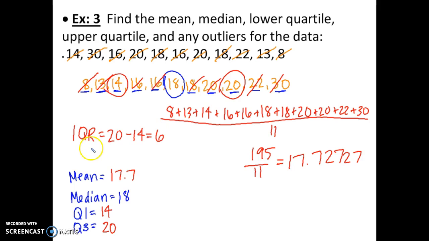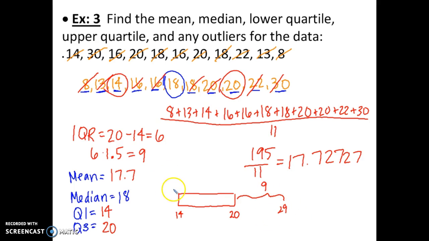And now I'm going to take 6 times 1.5. All right, and 6 times 1.5 is 9. So anything that's 9 below my Q1 or 9 above Q3 is going to be an outlier. All right, so it's kind of like I have this range. My box in the box and whisker plot goes from 14 to 20. That's my IQR. And so then anything above 29, or anything less than 5, is going to be an outlier. Well, for this set of data, I only have one that qualifies, and that's the 30. So I do have one outlier, and that's at 30.